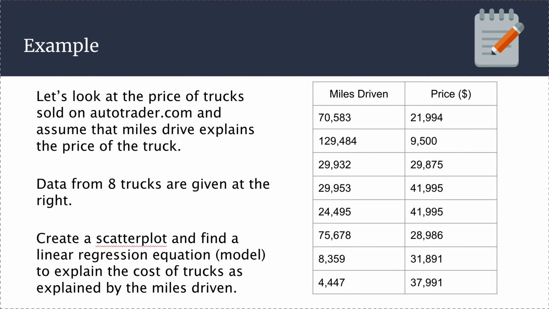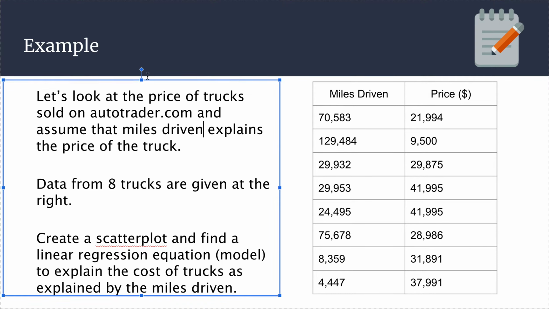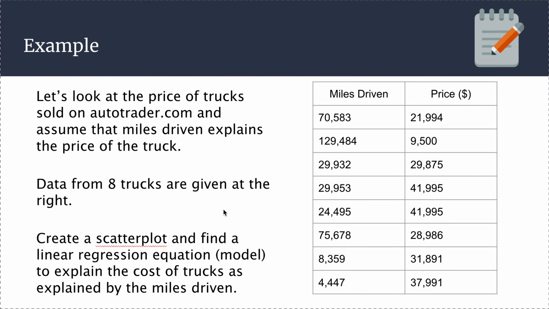So let's actually do this. Let's look at the price of trucks sold on autotrader.com. This is 8 trucks pulled from autotrader.com. I believe these are all F-150 Super Crew 4x4s, if I want to be real specific. And let's assume that the miles driven explains the price of the truck, which is probably a fair assumption. Generally, the more miles on a vehicle, the lower the resale price is. So the data from 8 trucks are given here.